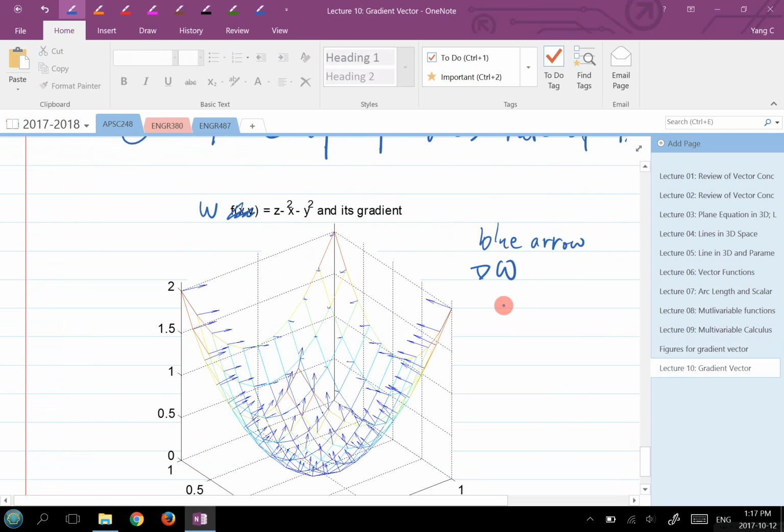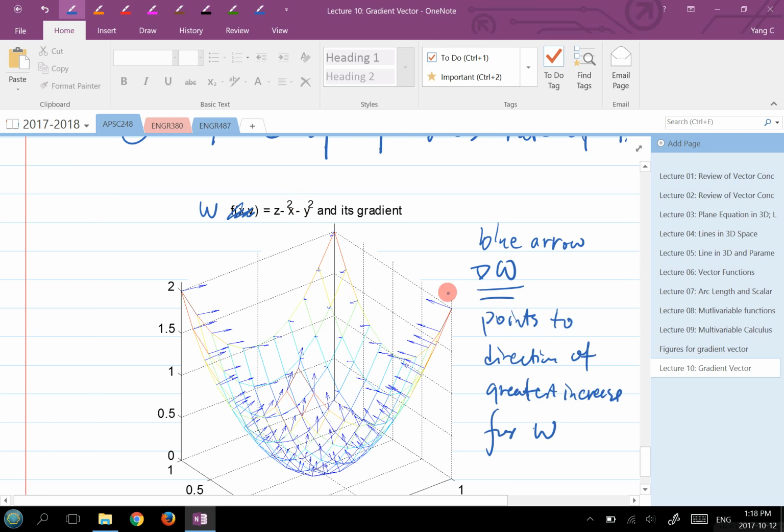Now if you use a similar concept, the gradient vector points to the direction of the greatest increase of the function. And in this case, all the del W will point to the direction of the greatest increase for the W here. So W is this one here.